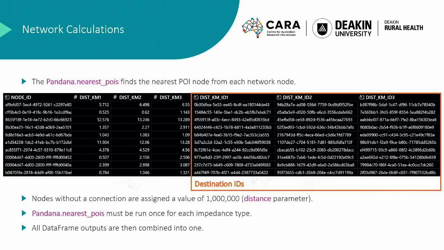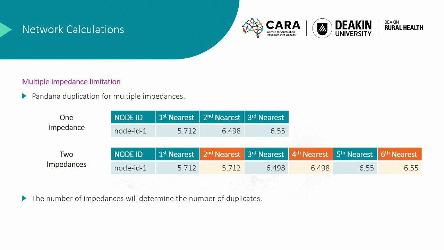It should be noted that for each impedance, a separate calculation has to be done. It doesn't do them all at once, unfortunately, and this can add quite a bit to the overall calculation time as well. Once all the different impedances have been done, if there is more than one, we can then combine them using Geopandas methods back into one data frame.